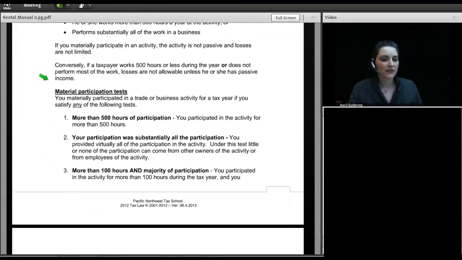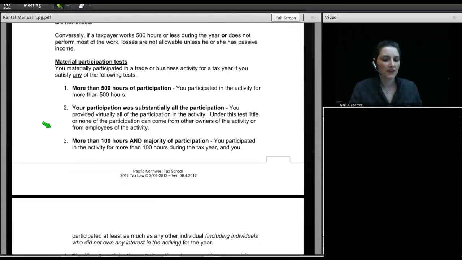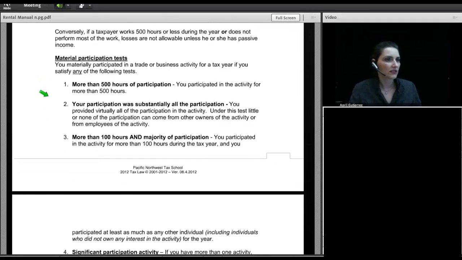Now conversely, if a taxpayer works 500 hours or less during the year, or does not perform most of the work, losses are not allowable unless he has passive income. So the IRS has a series of tests to help establish whether or not you have material participation. You are considered to be materially participating if you pass any of the tests, just one of them, and there's a bunch of them. It only takes one.